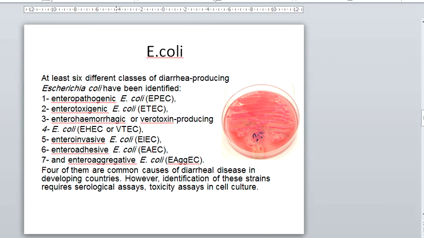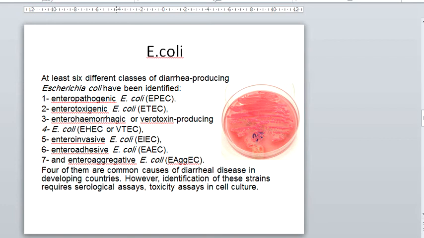At least 6 different classes of diarrhea-producing Escherichia coli have been identified. Number 1, enteropathogenic Escherichia coli. Number 2, enterotoxigenic Escherichia coli. Number 3, enterohemorrhagic or verotoxin-producing Escherichia coli. Number 5, enteroinvasive Escherichia coli. Number 6, enteroadhesive Escherichia coli. Number 7, enteroaggregative Escherichia coli.